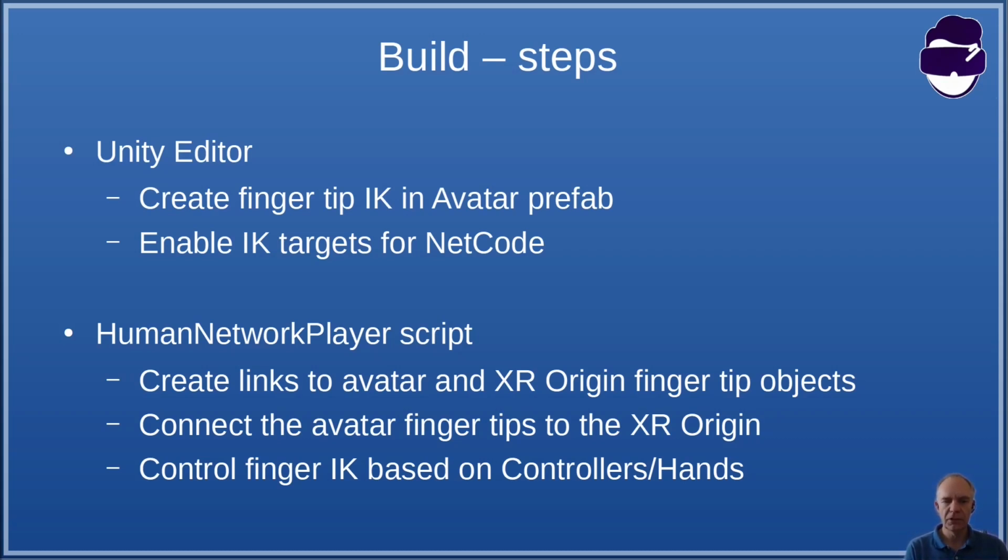Now we need to also script a part of that. So once we've created the inverse kinematics targets, we need to script that. So we need to create links to the avatar in the XR origin fingertip objects, again, 10 times. We need to connect the avatar fingertips to the XR origin, again 10 times, and then control finger IK based on controller's hands. So quite a lot of work, tedious work as well. Let's have a look at that.